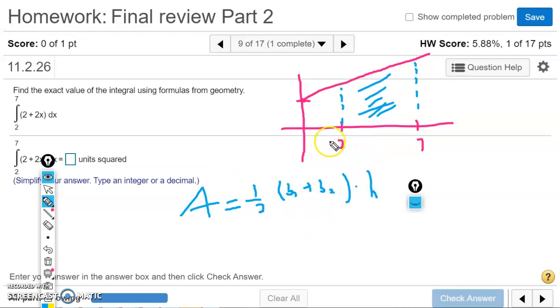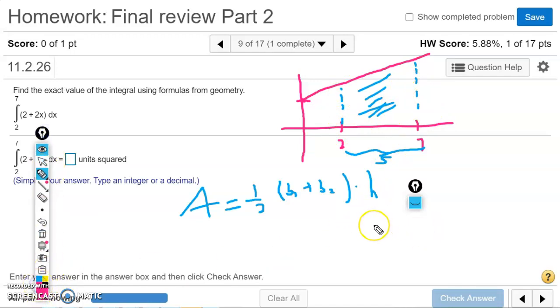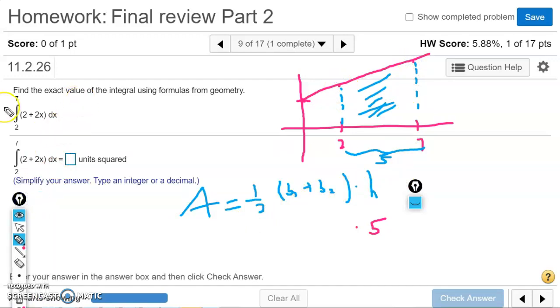So the height is just this distance here. The height is actually the run in this case, because it's like a trapezoid on its side here, a sideways trapezoid. So just tilt your head on the side, and it makes you feel better. So the height's 5. 7 minus 2 is 5, so that distance is 5. Now these two bases, you need to determine what their heights are here, and you determine that by substituting into the function here.